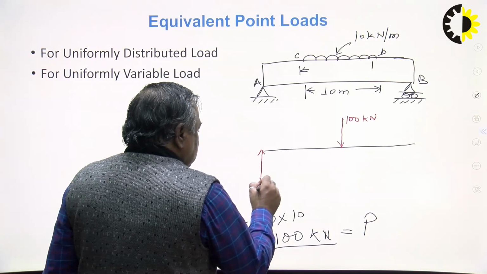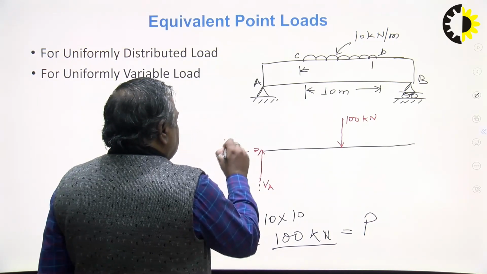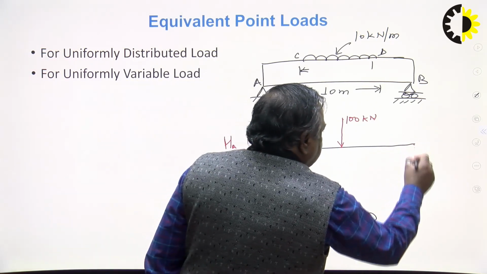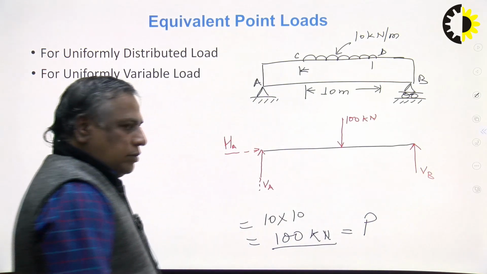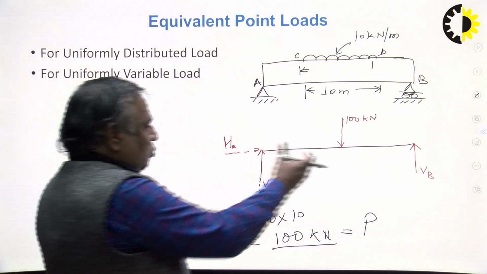This is the hinge, VA. This is HA. Here it is VB. So it is clear. Now it is a simpler problem you can solve.